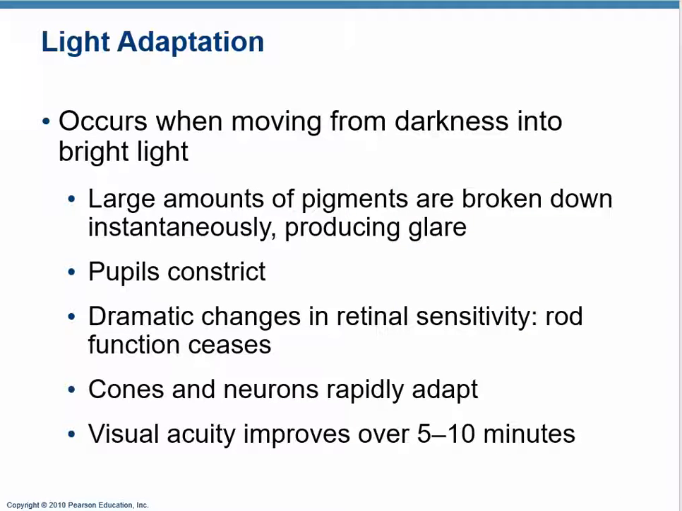Now, in light, large amounts of pigment break down, so you get glare, your pupils constrict, which means that you try to get less light to the retina. So rods cease functioning, right? The cones adapt, and within about 5 minutes, it's working better.